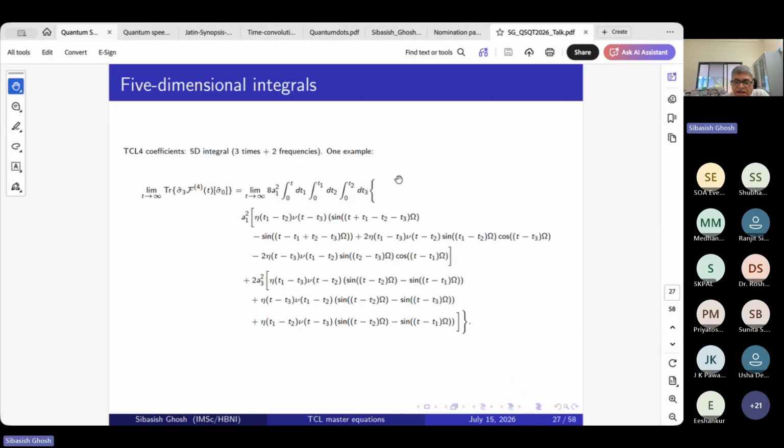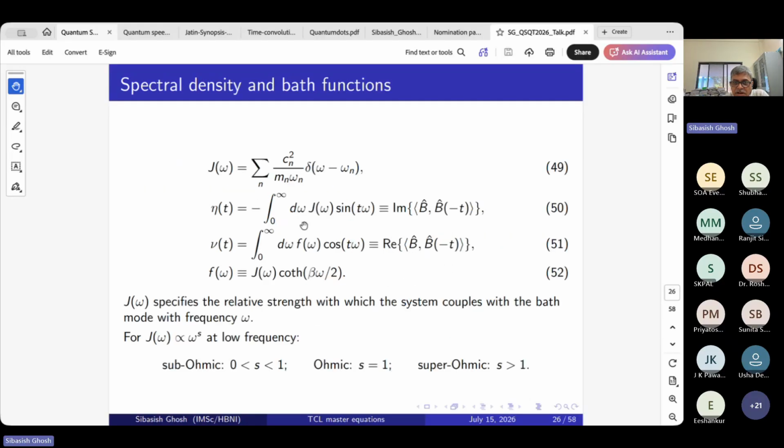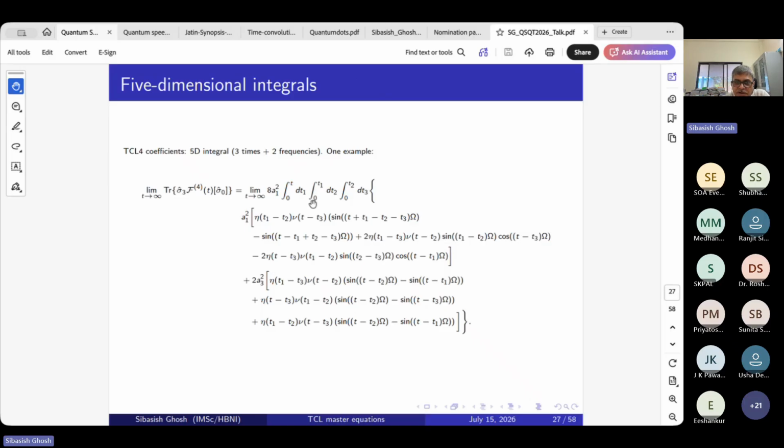Okay, so using that kind of spectral density, you can now figure out this f4 of t, which is the generator of TCL4, and try to figure out the matrix element of it, and then the t going to infinity limit. So the steady state behavior, you see that you have 3 time integrals on the right hand side, and then the quantity within the bracket, this nu t, eta t, they involve frequency integrals, as you see, eta and nu. So basically you will have 2 frequency integrals and 3 time integrals in order to figure out the matrix element of the TCL4 generator. Okay, right.